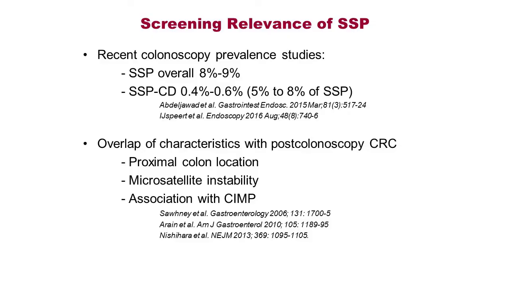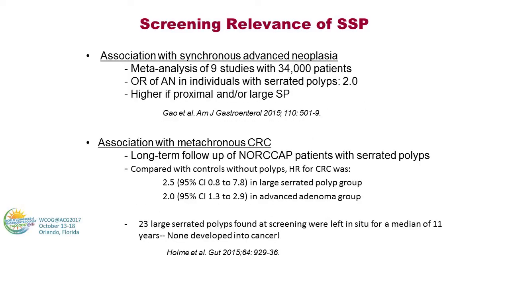The other thing to keep in mind is that these lesions have characteristics that overlap with post-colonoscopy colorectal cancer, so interval cancer diagnosed soon after colonoscopy. They tend to be located in the proximal colon, and they have a comparable molecular signature. They have microsatellite instability, and they're associated with CIMP. The other thing to keep in mind regarding SSPs, and I'll show data about the cancer risk associated with individual polyp subtypes, is that they seem to alter the milieu of the colon so that you end up with a field effect that promotes colorectal carcinogenesis.